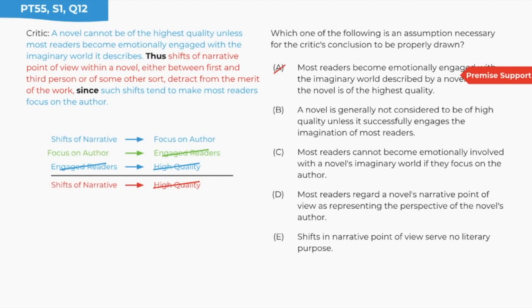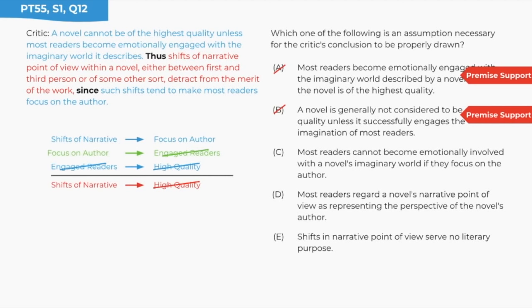If we look at answer choice B, a novel is generally not considered to be of high quality unless it successfully engages the imagination of most readers. Engaging the imagination is not exactly the same thing as being emotionally engaged, but let's call it close enough. Even then, it's simply restating that first premise. Even if we give it a little bit of extra leeway in terms of the terms that are being used there, it's simply restating the premise as did answer choice A, and it's a premise support, so we can get rid of it. We're looking to add something to the argument that makes it better, not simply restate the premises.